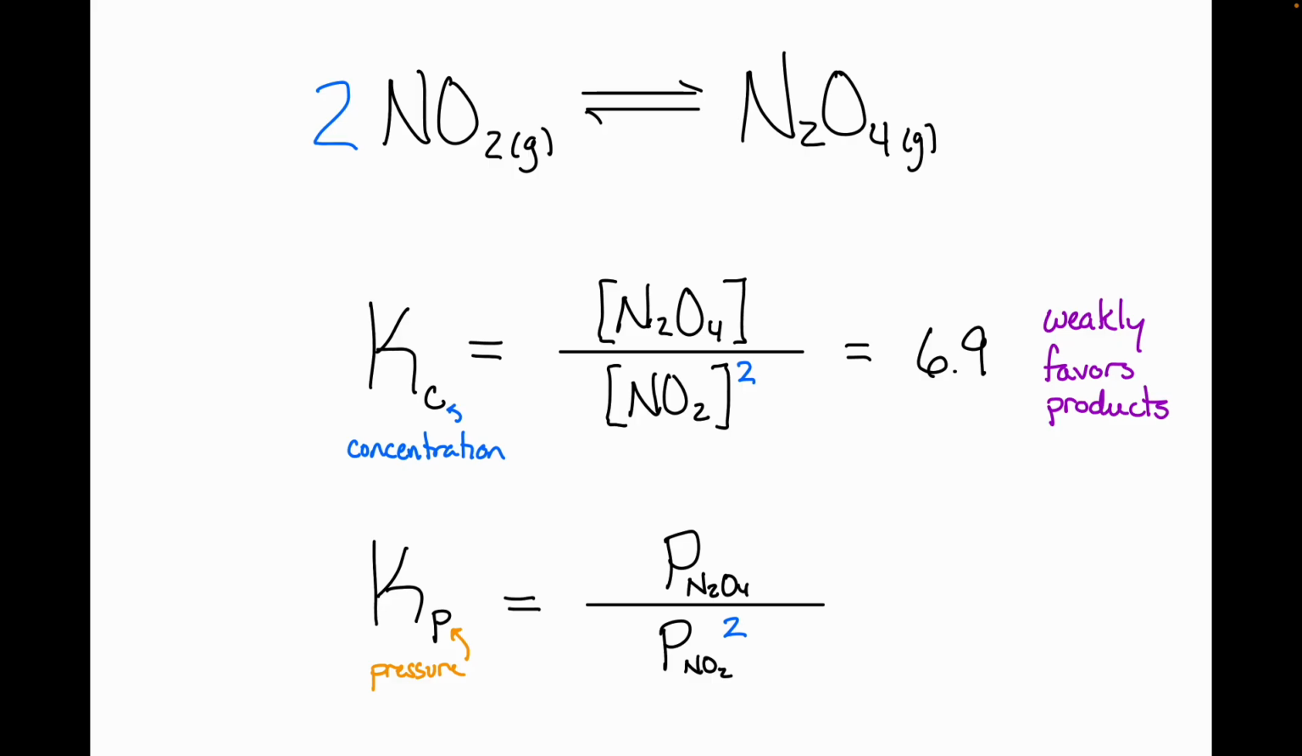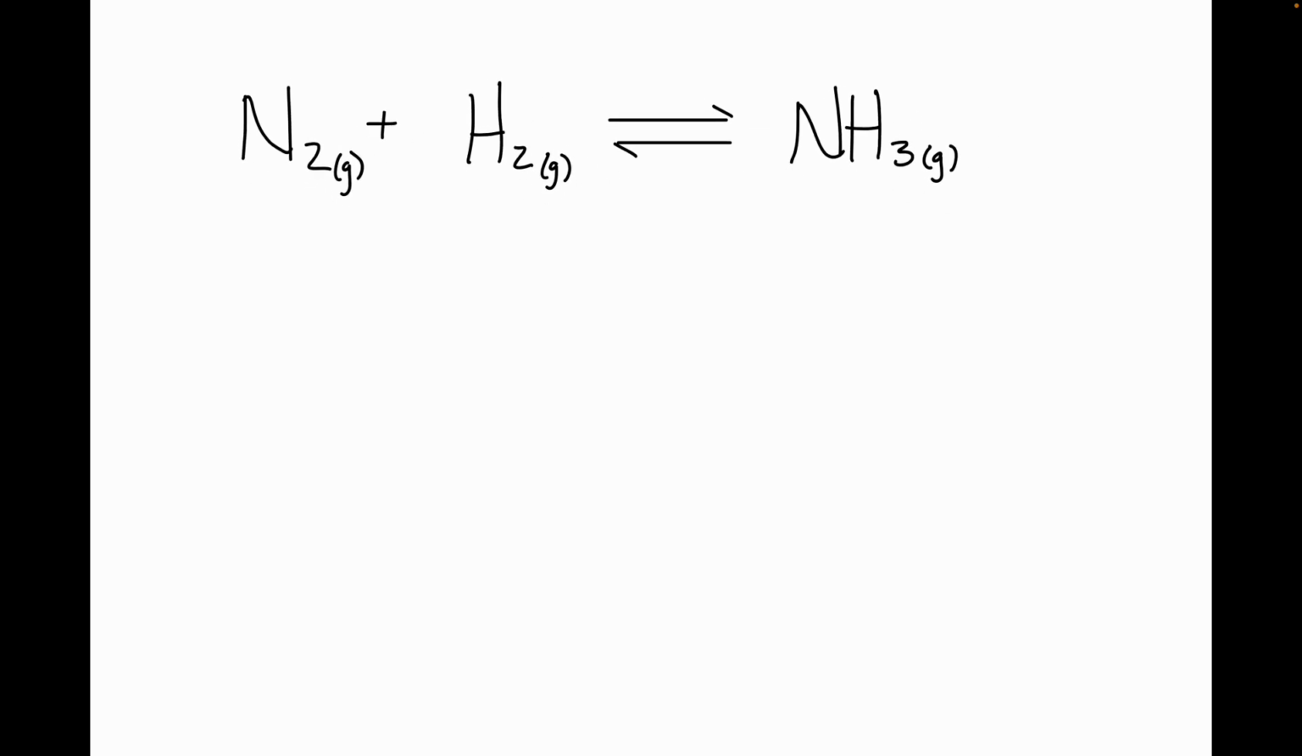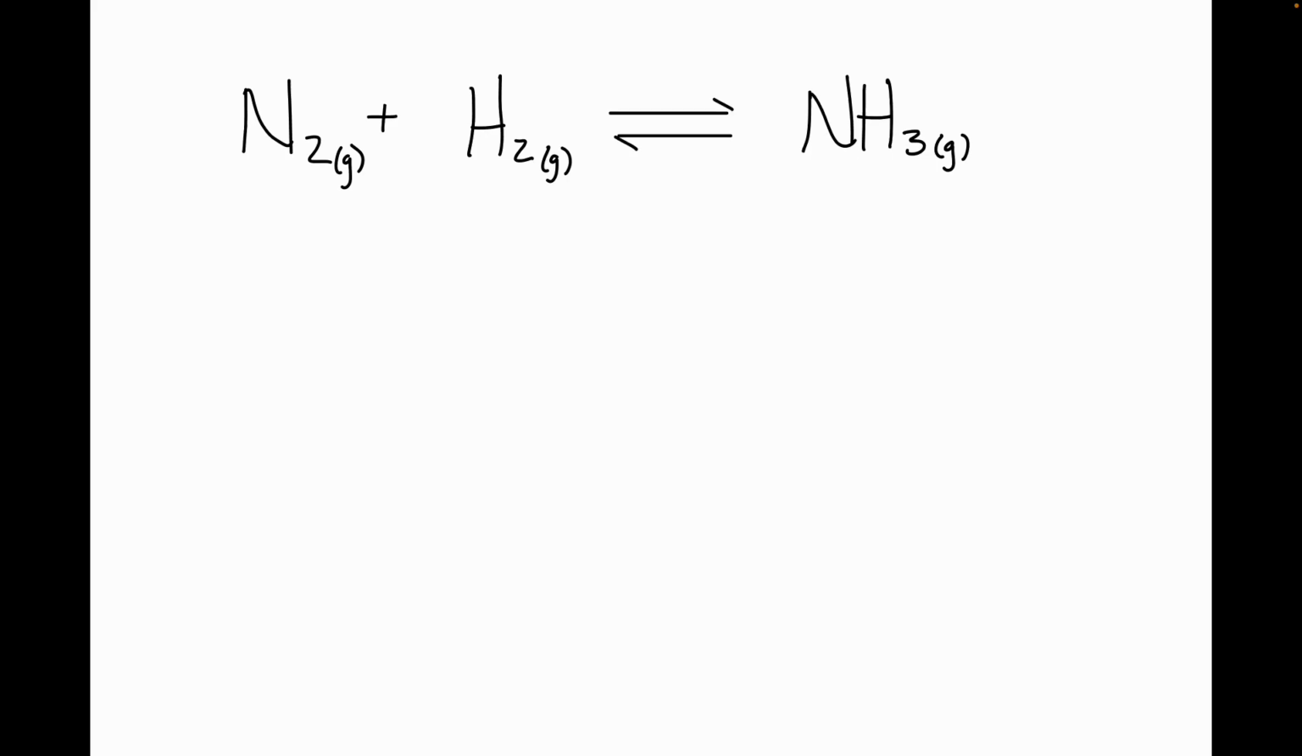All right, so I'm going to have you build one on your own here. We're going to take nitrogen, combine it with hydrogen. Both of these are gases. And we're going to get ammonia, NH3. You're going to build me our Kc for this reaction.